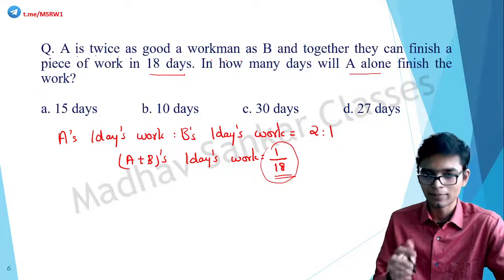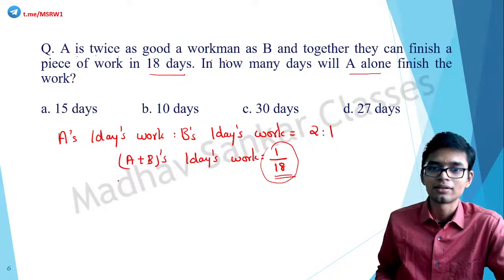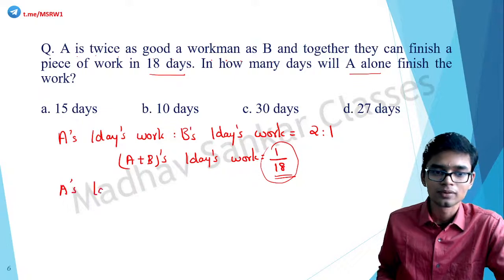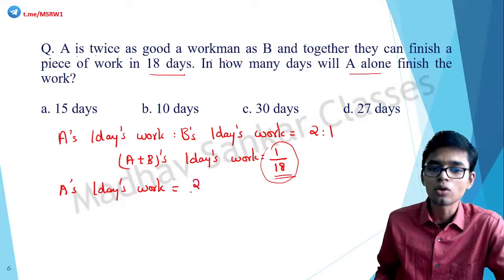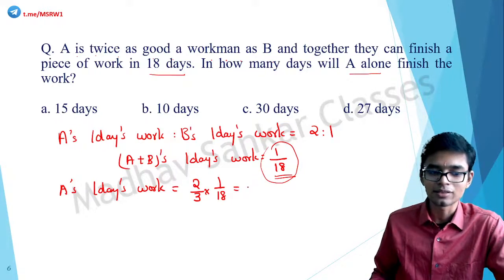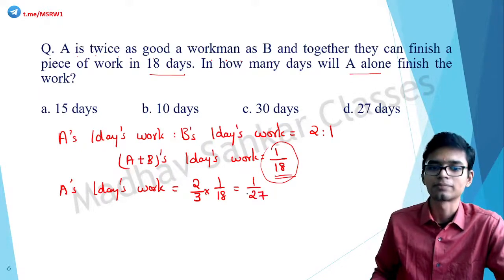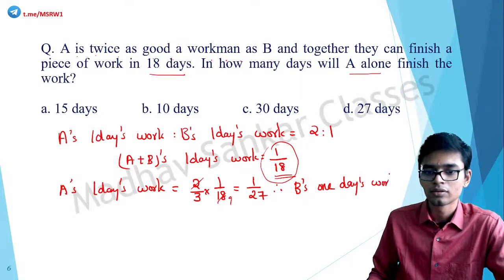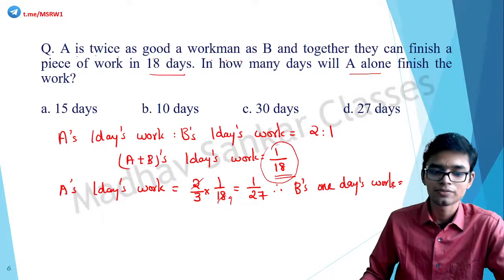So how do you divide 1 by 18 into 3 parts? Divide it by 3, that's all. Correct. Or we can skip that step and write A's 1 day's work is equal to 2 out of 3 parts of 1 by 18, correct? And this is equal to 1 by 27. 2 and 18 cancel to 9, giving 1 by 27. Therefore, what is B's 1 day's work?